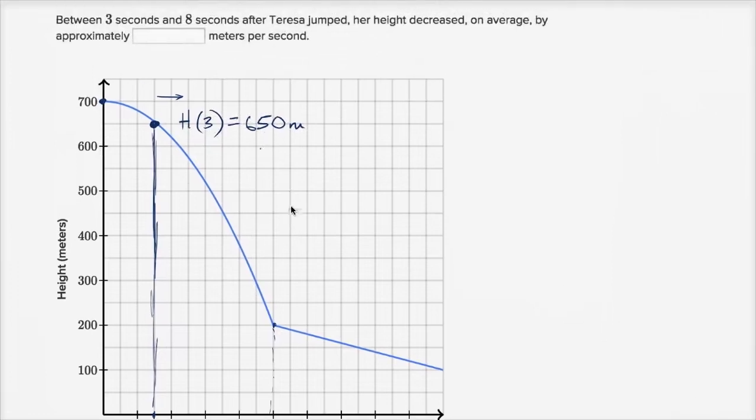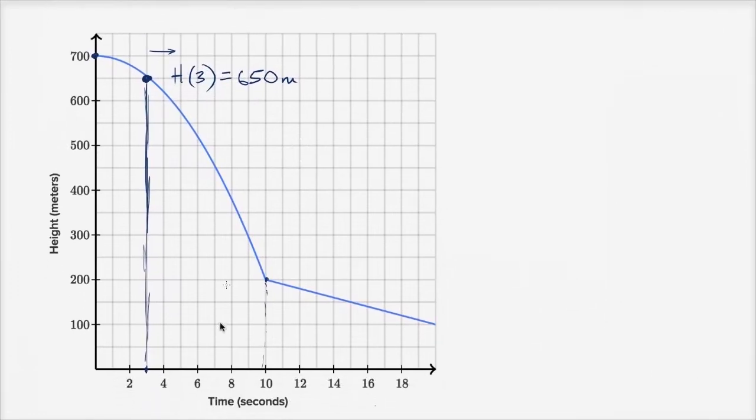And then we care between 3 seconds and 8 seconds. So our height at 8 seconds, let's look at that. At 8 seconds, this looks about halfway between 350 and 400. So I'll say her height at 8 seconds, actually, since I'm approximating it, let me put a little squiggly equal sign here. Her height after 8 seconds looks like it's approximately 375 meters. So what is her average rate of change?